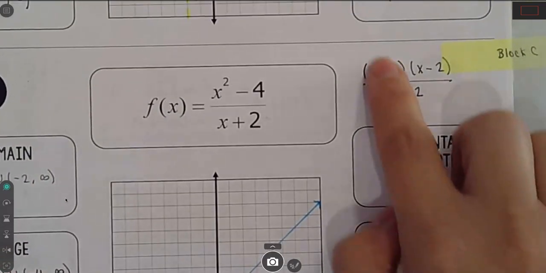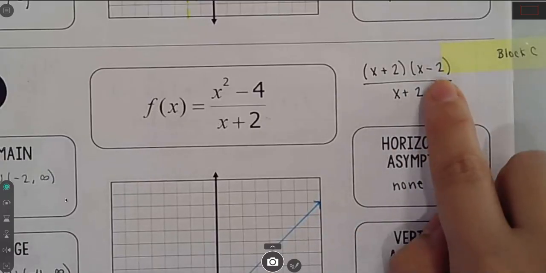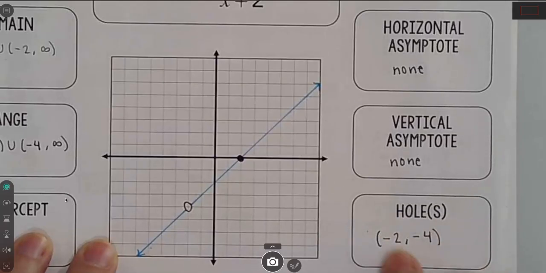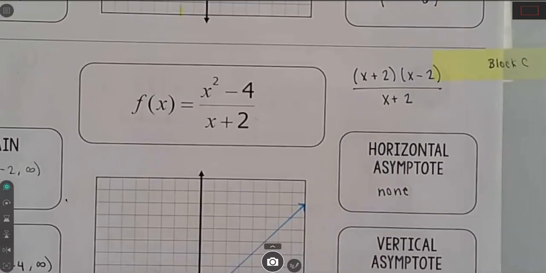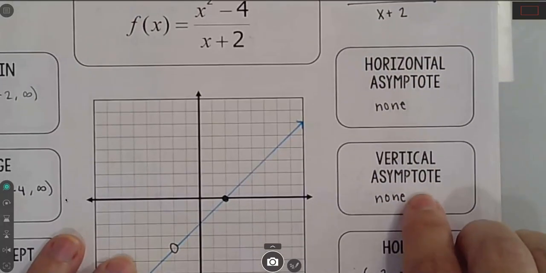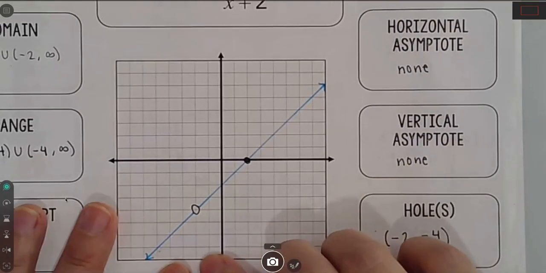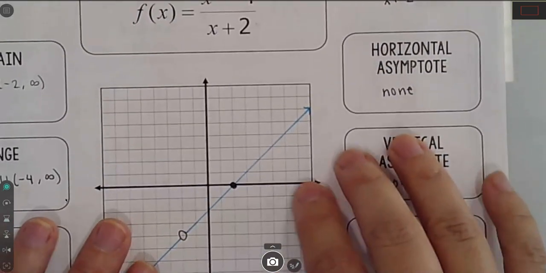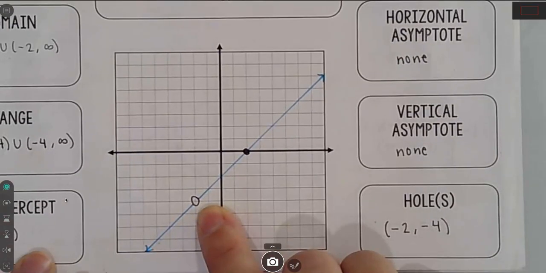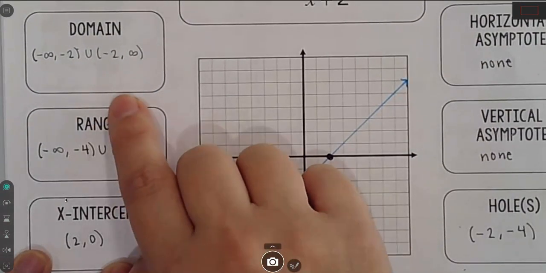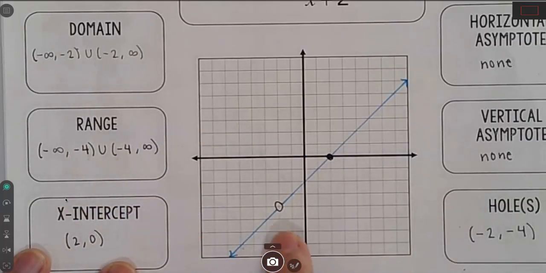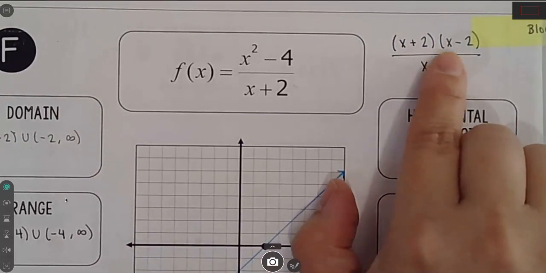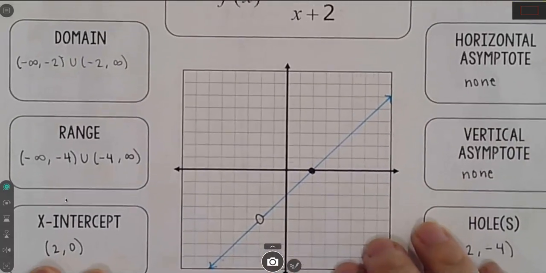And if you cancel out the x plus 2's, and then you plug negative 2 in here, you end up with negative 4. So there is a hole at negative 2, negative 4. And because these cancel out, there is no vertical asymptote. The graph of this is going to look pretty much just like x minus 2, except that there will be a hole right here. So the domain and range are going to be everything excluding the hole. There's going to be an x-intercept at 2, 0. And we know that because if you set this equal to 0, you get x equals 2.